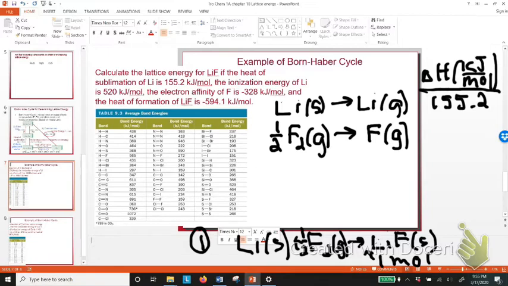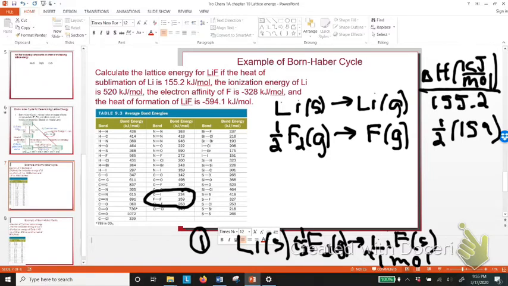Now you're going to look at the table, which is 9.3 on this slide. You want to find fluorine. This number on the table is the amount of energy it takes to break apart 1 fluorine molecule into 2 atoms. But we have half of a fluorine molecule, so we want half of that value. So we're going to take 1/2 of 159 kilojoules per mole.